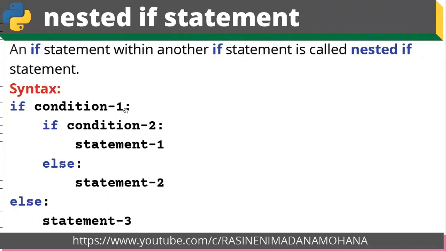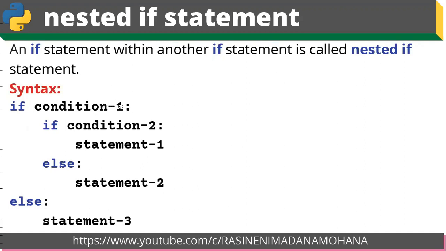If condition 1 colon. Then again, inside the first if, we are using another if then else, or a simple if, or if elif else, whatever you can use as a sub. So now if condition 1 colon, then the second if condition 2 colon, statement 1, else statement 2. Then finally, if the main if condition fails, it comes to the main else block, else statement 3.